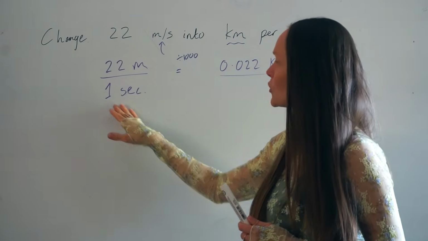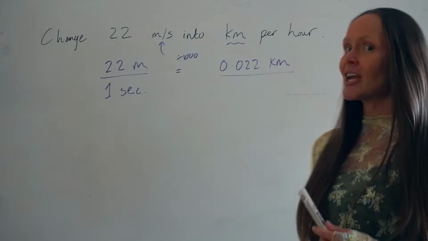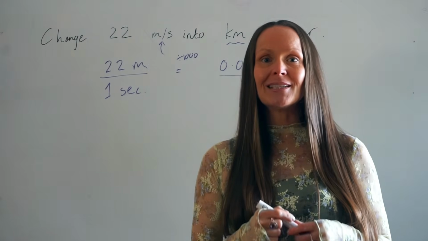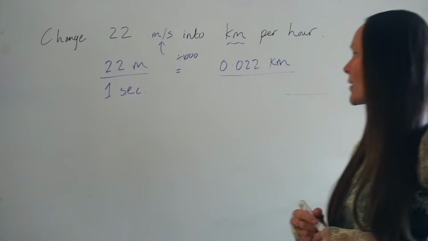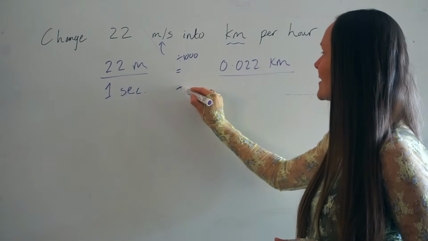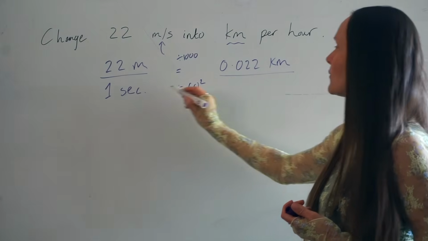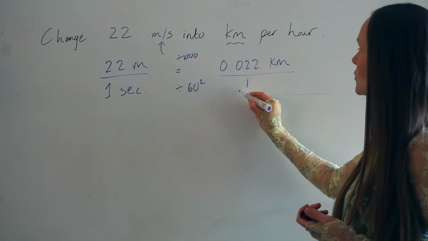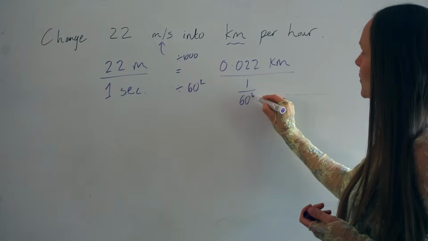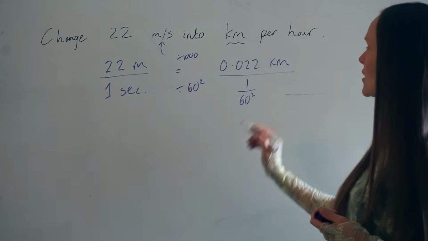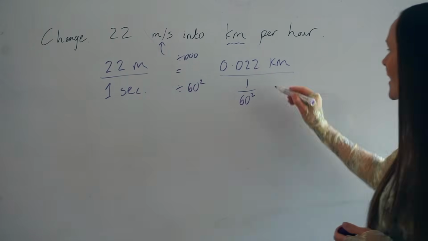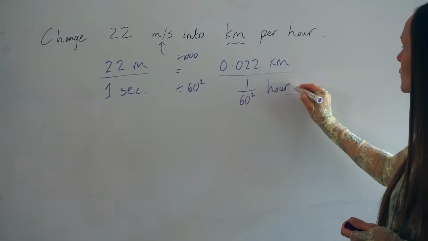Next, we need to look at the denominator, so the seconds, and to change seconds into hours, we have to divide by 60 twice. Okay, so if we divide by 60 twice, it's like dividing by 60 squared. And 1 divided by 60 squared, well, I'm just going to write it as 1 over 60 squared, like that, as a fraction, okay? So by doing that, we've changed our seconds into hours.